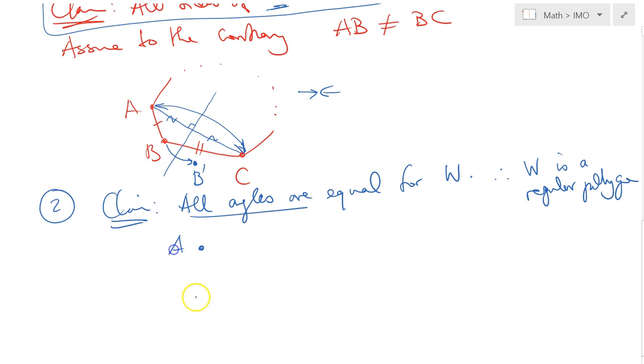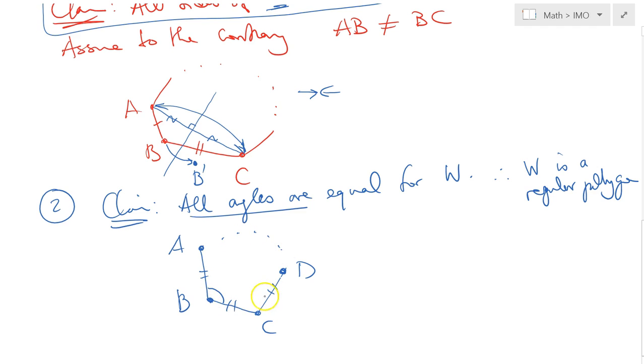So ABC, we have already established the side lengths are equal. So let me try to make it look like equal. And then, I don't know, D here. And you have A, B, B, C, C, D. Let's put D somewhere here so that it looks like the two angles are not really equal. So I know the side lengths are equal.